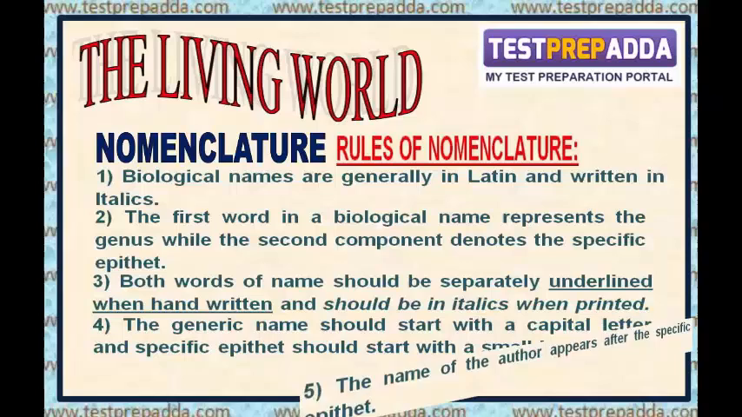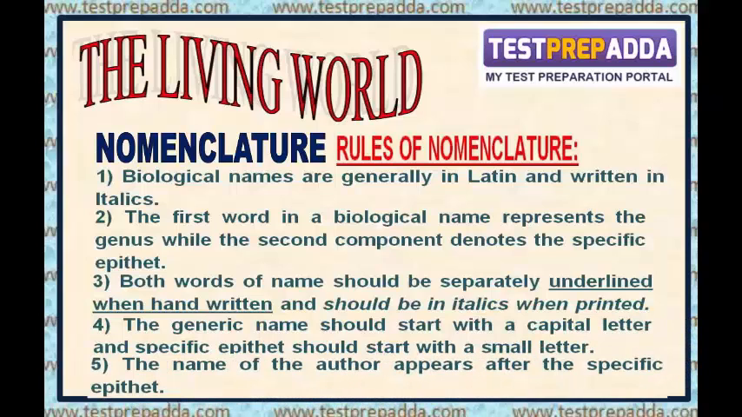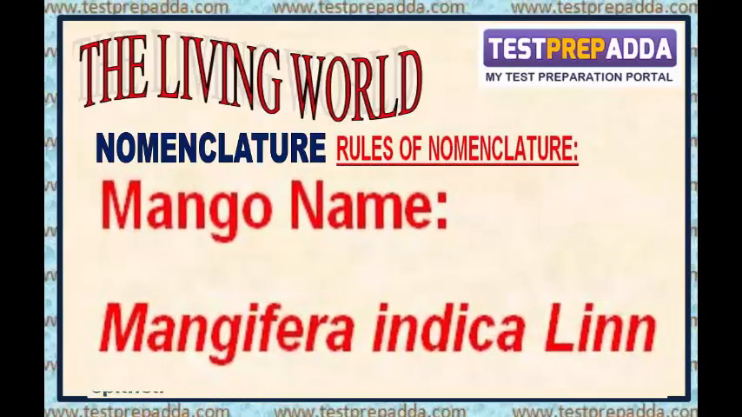Number 5. Name of author appears after the specific epithet. For example, Mangifera indica Linn. It indicates that this species was first described by Linnaeus.